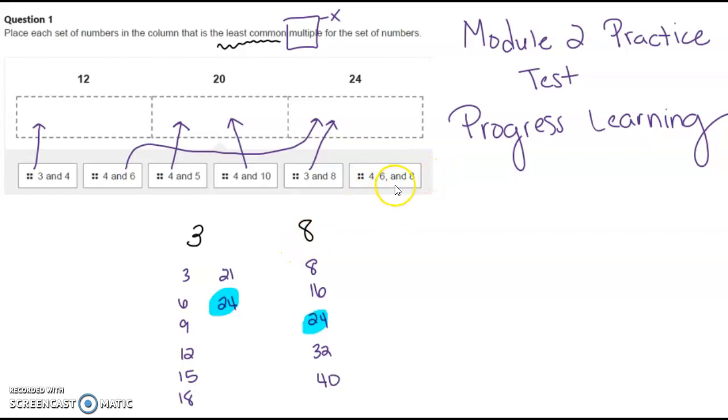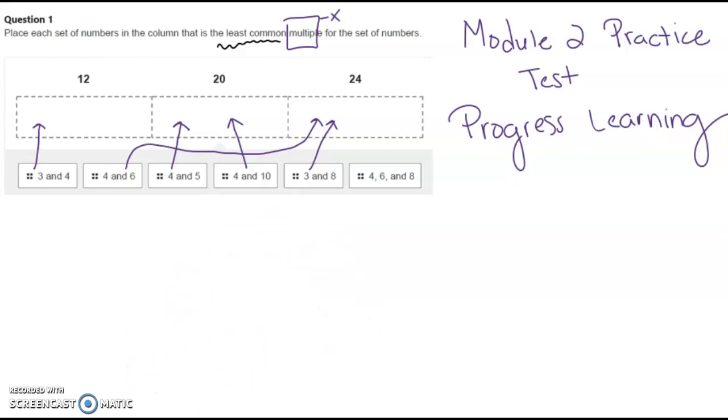Now the last one's a little bit tricky. The last one has 3 numbers. So now we've got to find a least common multiple between 3 numbers. So we have 4, 6, and 8. All right, so let's start listing off some multiples of 4. You're going to get really good at your multiplication skills for LCM.